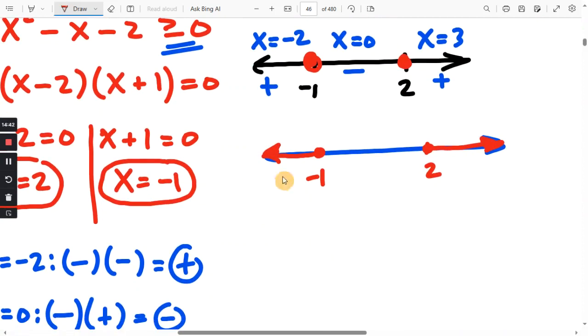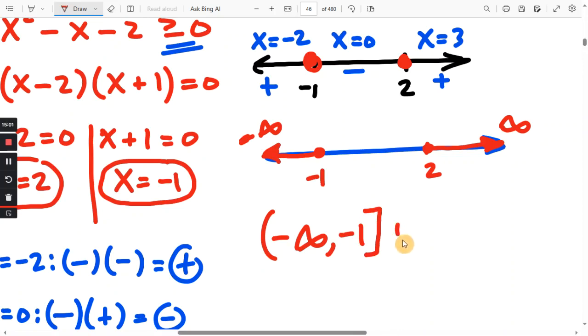In interval notation, on the left end is -infinity, and on the right end is positive infinity. So we run from -infinity, curve parenthesis, to -1. It includes -1, so use the bracket. In union with 2, it includes 2, so use the bracket, and that runs to positive infinity. So that's it.